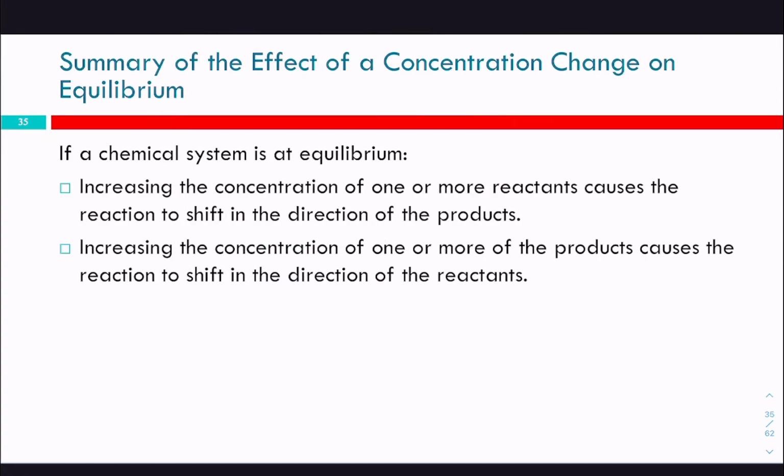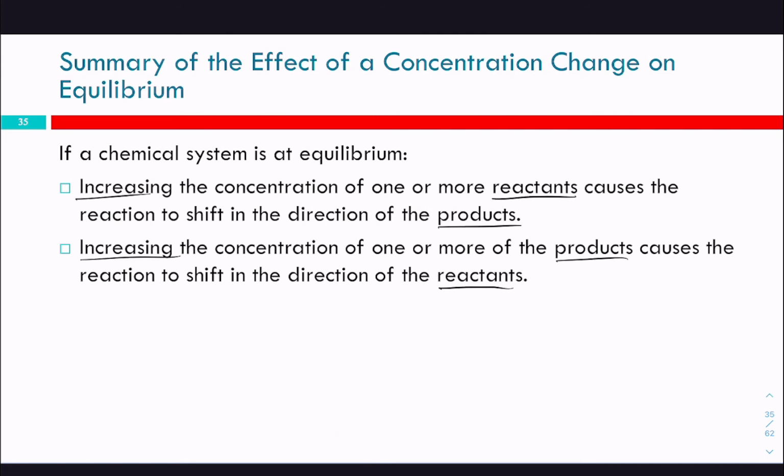So if a chemical system is at equilibrium, increasing the reactants causes the reaction to shift to the products. Increasing the concentration of the products causes the reaction to shift in the direction of the reactants.